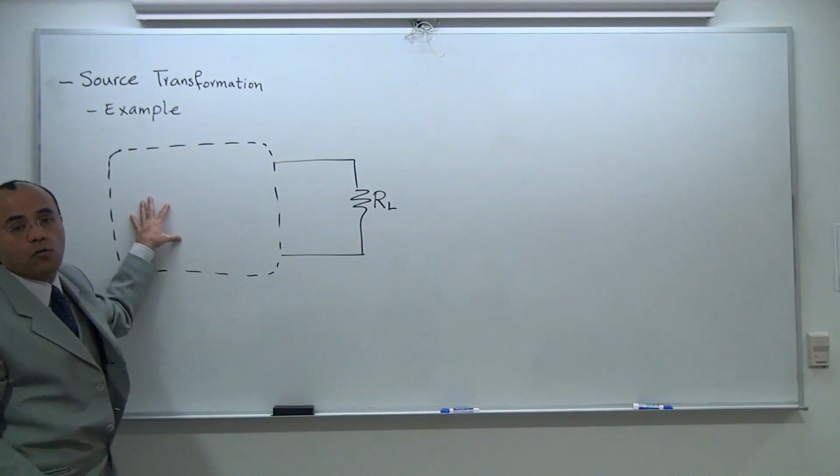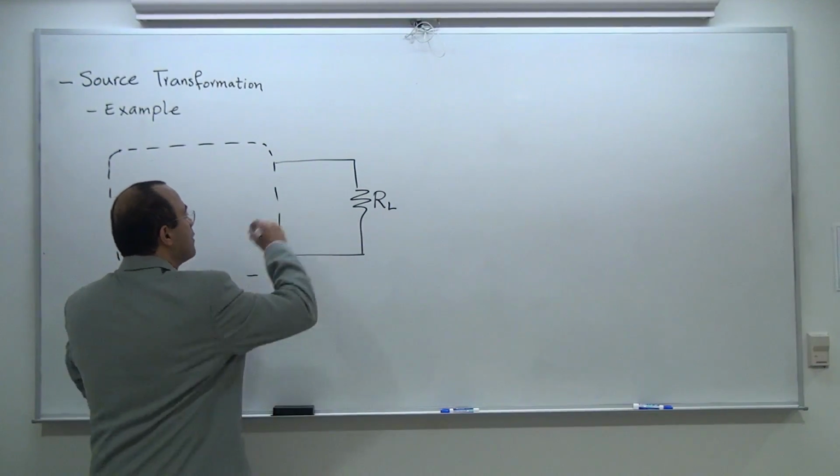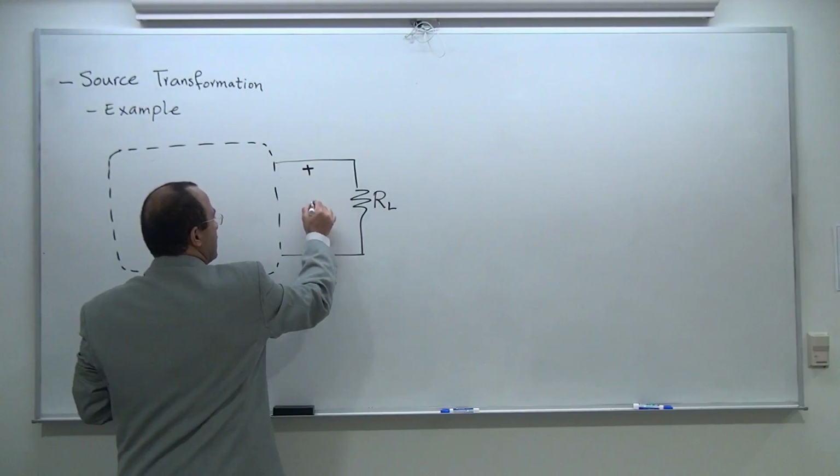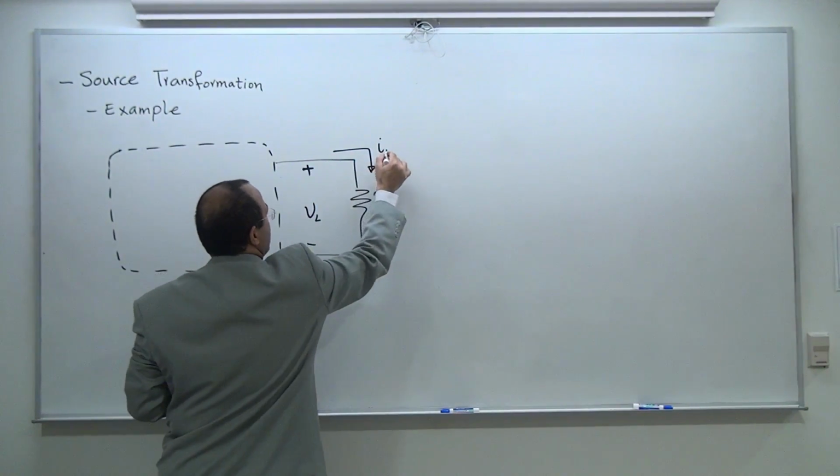Inside the design, I don't want to know the details. I simply want to know, for example, what is this voltage and what is this current. I'm going to call that VL and I.